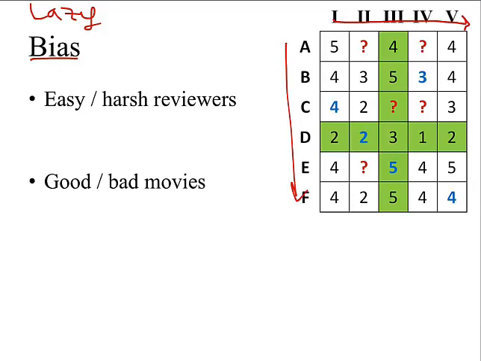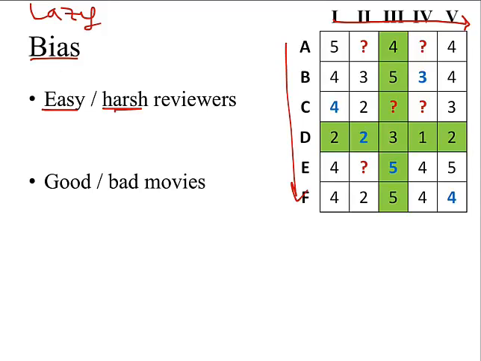And so what exactly do we mean by bias? Well, let's look at a few examples here. We might have some reviewers that are either easy or harsh. Easy meaning that they tend to give movies very high ratings, and harsh meaning that they tend to give movies very low ratings, or lower than a normal user would give them. And we would compensate for that by adjusting the predictions accordingly.